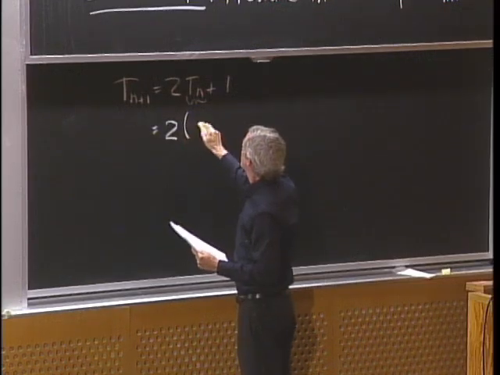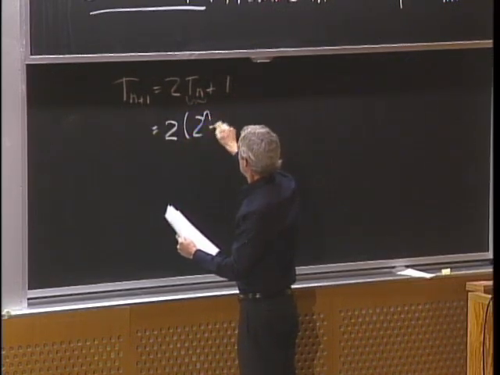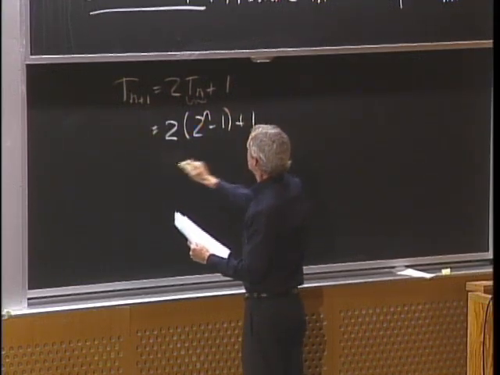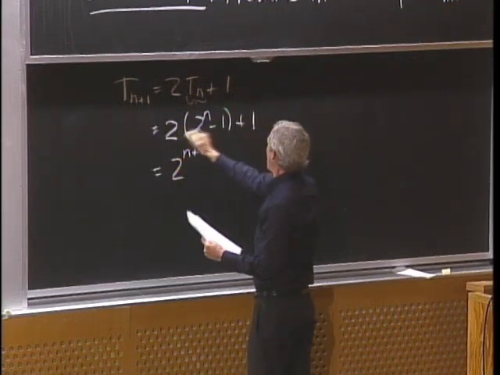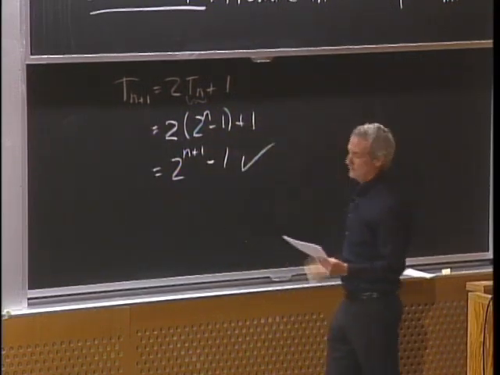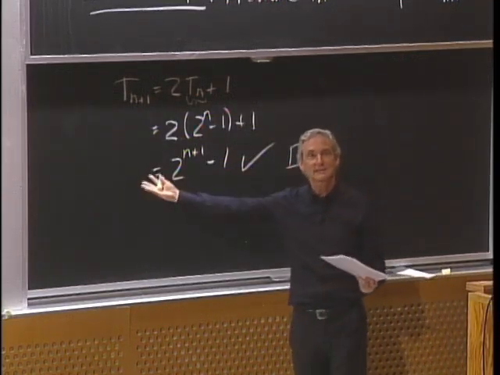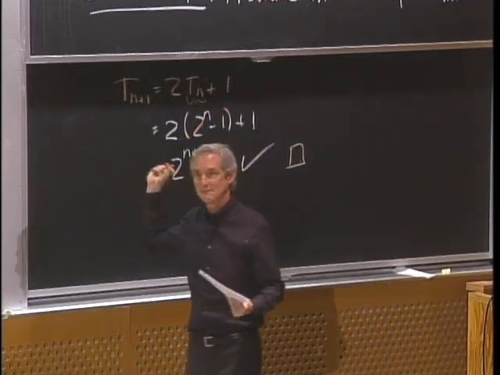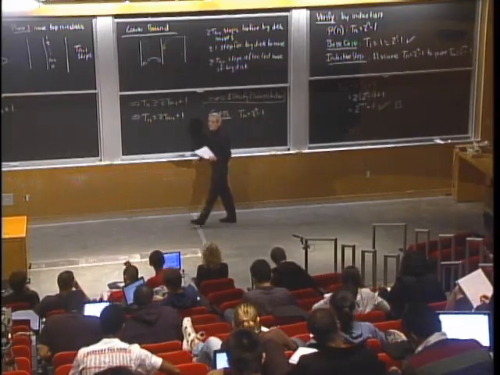This is 2 times 2 to the n minus 1, plus 1. Multiply the 2, that's 2 to the n plus 1. Minus 2 plus 1 is minus 1. And so we're done. All right, so we guessed the answer. It was a pretty easy guess. Very simple to prove it by induction. Any questions?